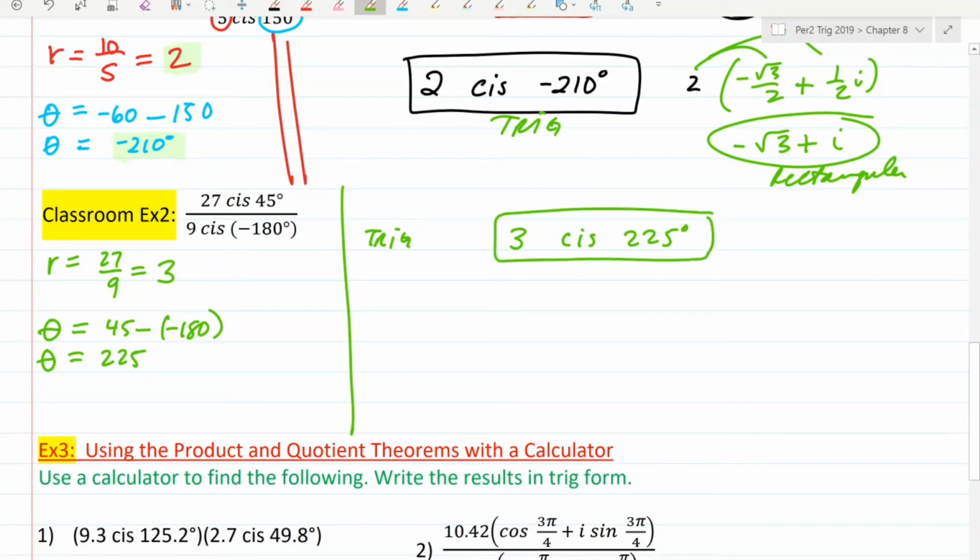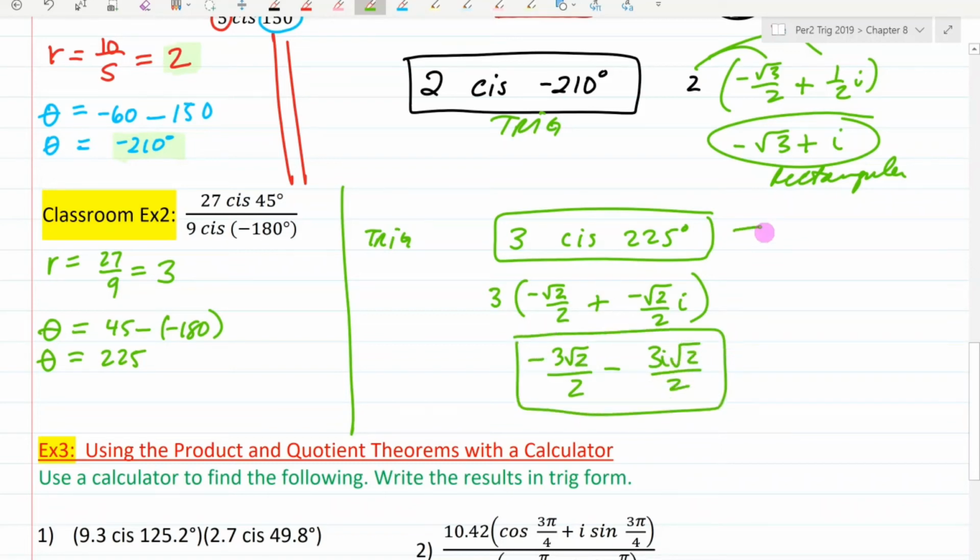In rectangular form, it would be 3 times cosine of 225 and i sine of 225, which is also negative radical 2 over 2 with an i. So this would be negative 3 radical 2 over 2 minus 3i radical 2 over 2. Again, trig form, rectangular form.